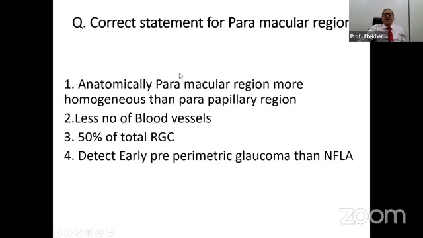Now, which statement about the paramacular region is correct? Anatomically, the paramacular region is more homogeneous than the parapapillary region. There are fewer blood vessels in the paramacular region. It consists of 50% of the retinal ganglion cells, and it can diagnose perimetric glaucoma earlier than the retinal nerve fiber layer. Actually, all four of these are correct for the paramacular region.